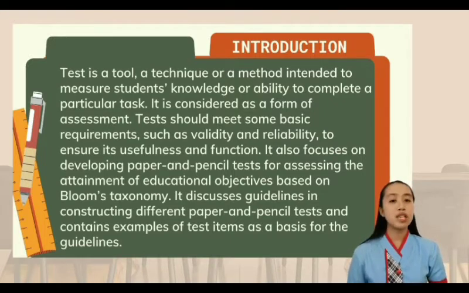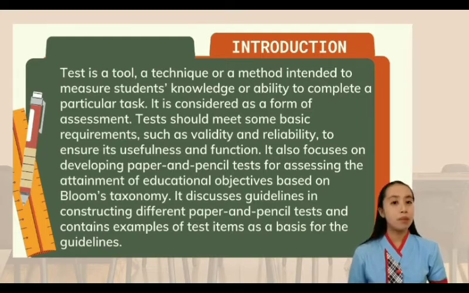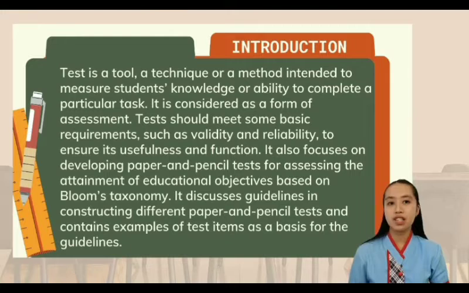The chapter also focuses on developing paper and pencil tests for assessing the attainment of educational objectives based on Bloom's taxonomy. It discusses guidelines in constructing different paper and pencil tests and contains examples of test items as a basis for the guidelines. Moreover, concepts of item analysis, item validity, reliability, item difficulty, and discrimination index will be discussed in the following lesson. Now let's begin the discussion.